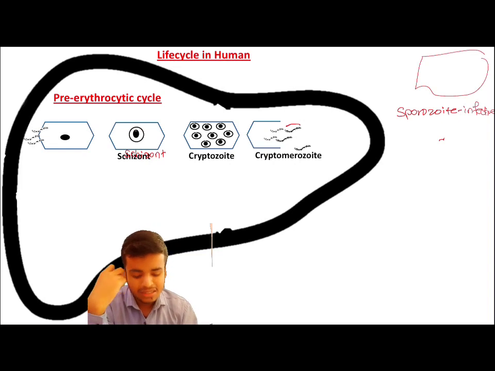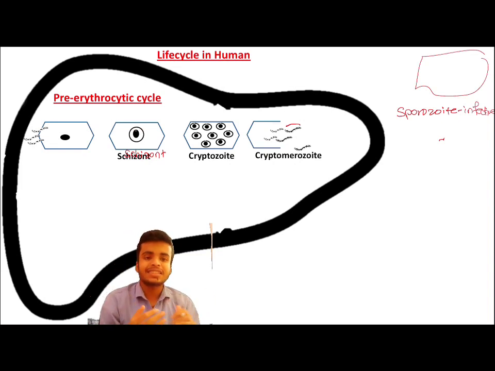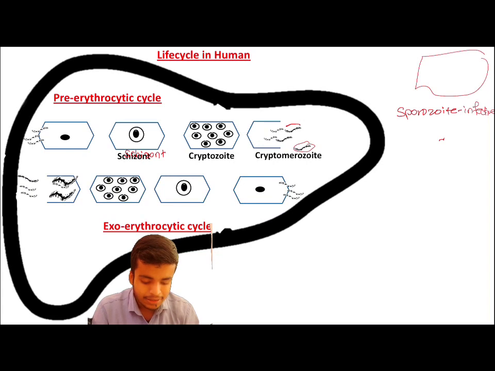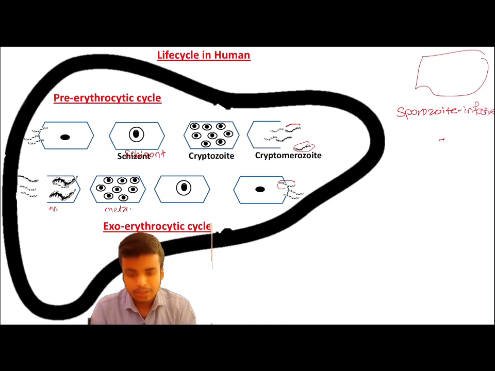Now this whole cycle repeats as the exoerythrocytic cycle, in which these cryptomerozoites again invade a fresh liver cell. It continues like this. Again, these cryptomerozoites invade a fresh liver cell and convert into schizont, cryptozoite. This is metacryptozoite, and this is metacryptomerozoite.